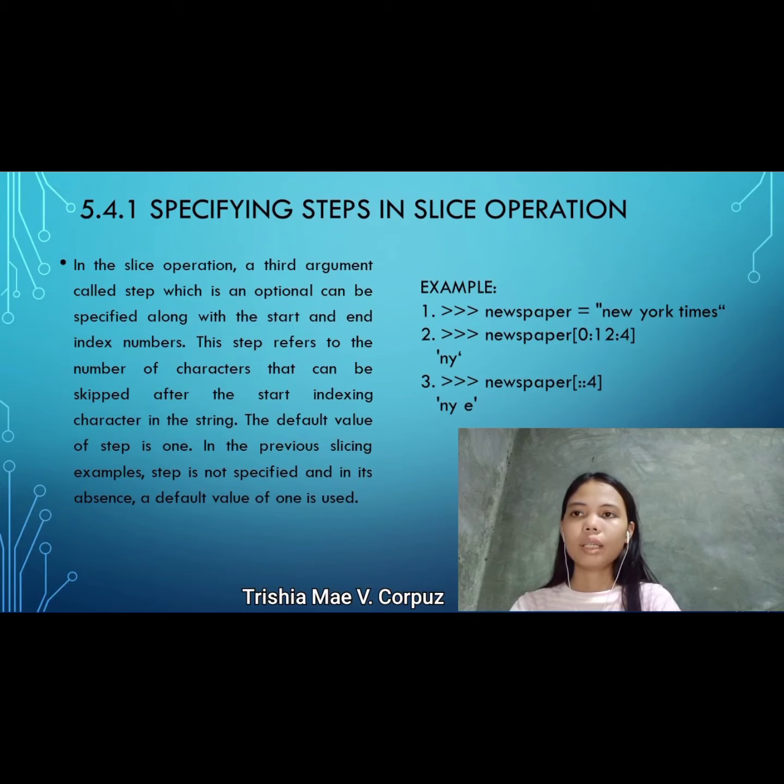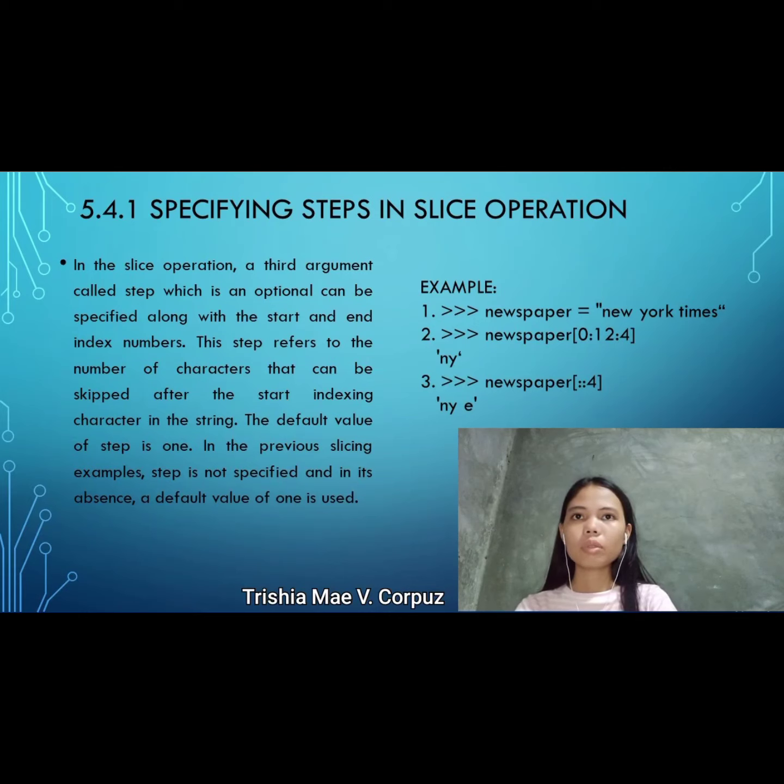For example, ang naka-assign na string sa variable na newspaper ay New York Times. Sa slicing ng 0, 12 at 4, tinitake niya yung character at 0 index, which is yung N. At ipiprint niya every fourth character sa string, extending hanggang sa 12 character. Pero ina-exclude yung 12 character kasi yun yung end index niya.